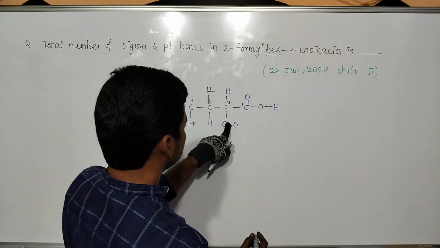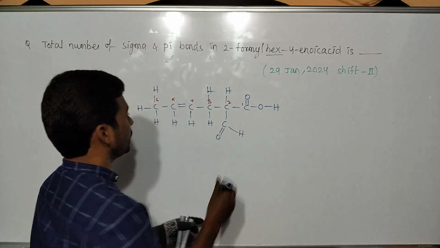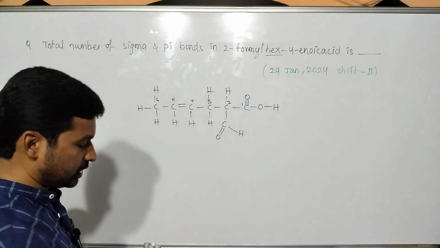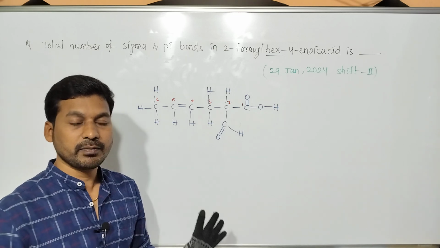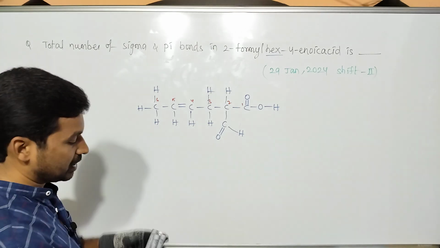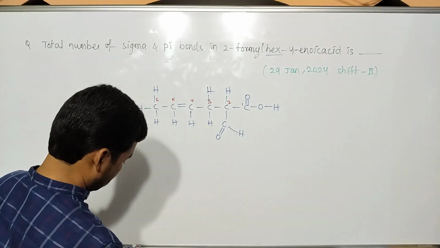Here the CHO group is like this. Then count the number of sigma bonds. So you know, a single bond is sigma, a double bond is 1 sigma 1 pi, a triple bond is 1 sigma 2 pi. Okay, so count the number of sigma bonds first. I am marking the sigma bonds with blue.